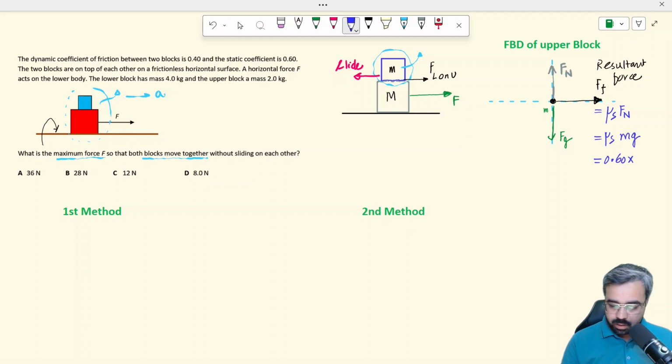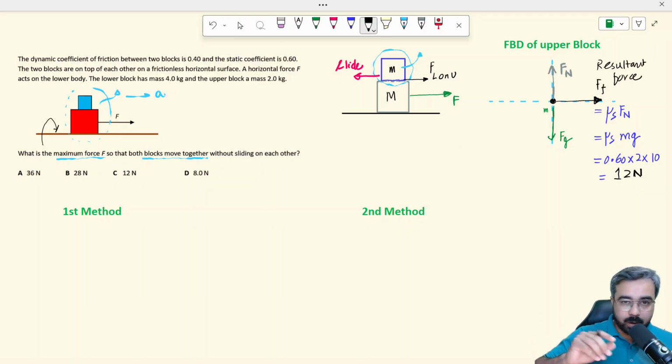Let's put in the values. We can take the value of g as 10. Okay, dear students, this is 12 newtons. Now understand conceptually, this 12 newtons is the maximum static force applied by the lower block on the upper block. It cannot be more than 12. Now in our question, we want to find the maximum force. So I'm going to explain quickly the two methods.